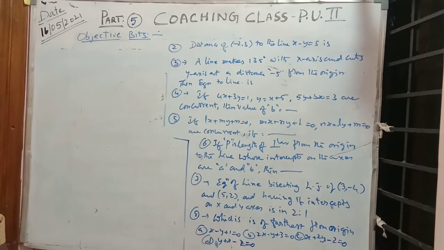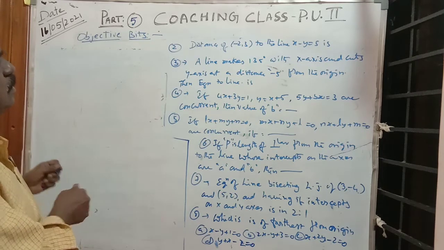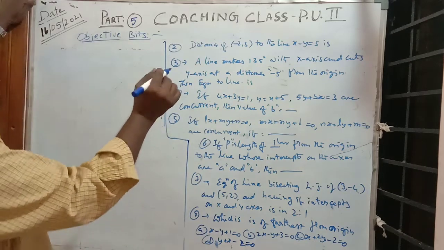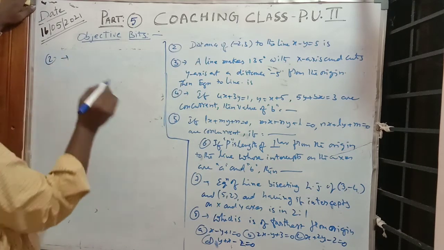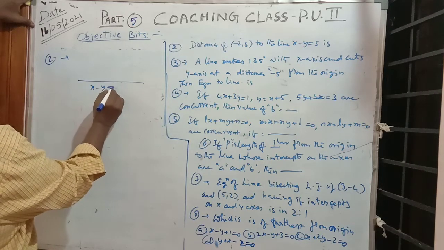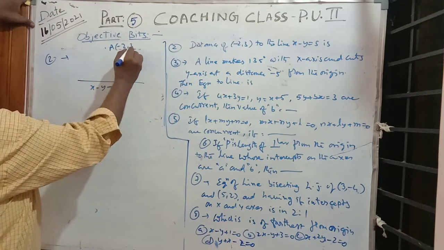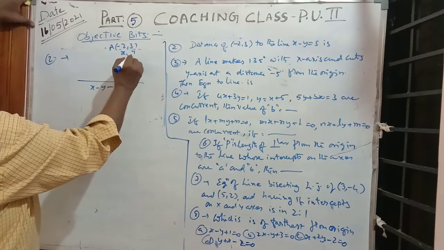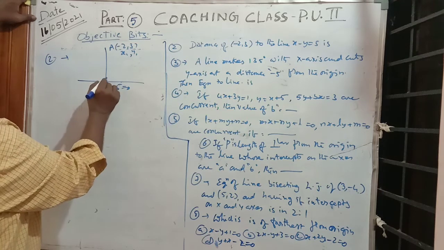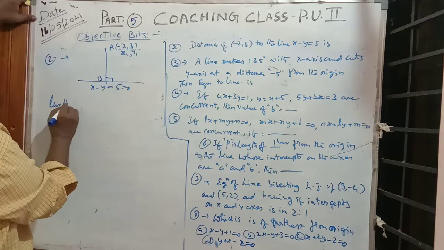Okay. Now the second one. You see the distance of the point (-2, 3) to the line. This is very simple. It is a direct question. A line is there, x - y - 5 = 0 is the line equation, and a point is (-2, 3). This is x1, y1. Okay? And we need to find the distance, the perpendicular distance, the length of the perpendicular.